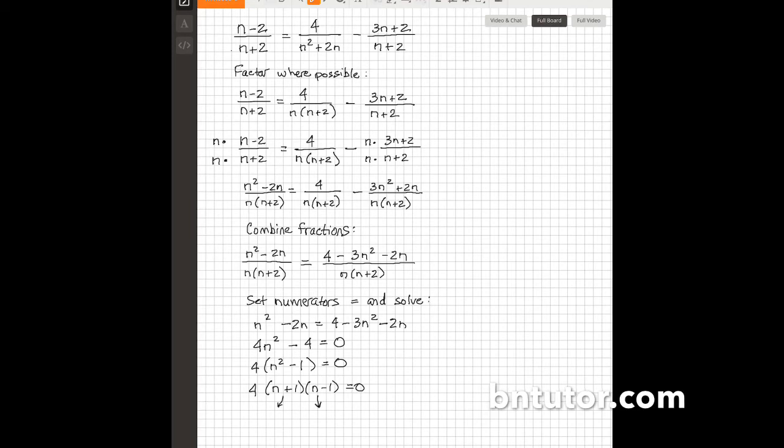Now we take each factor and turn it into its own little problem, n plus 1 equals 0 and n minus 1 equals 0. These are easily solved as n equals negative 1 and n equals positive 1, so we have the two answers to this problem.